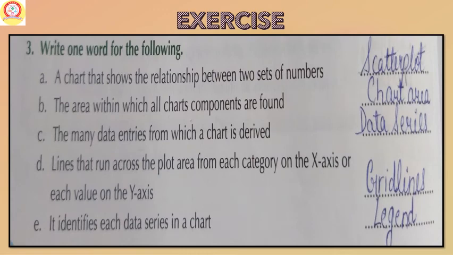Question number 3, write one word for the following. A1, a chart that shows the relationship between two sets of numbers, that is a scatter plot. B1, the area within which all chart's components are found, that is a chart area. C1, the many data entries from which a chart is derived, that is a data series. D1, lines that run across the plot area from each category on the x-axis or each value on the y-axis, that is grid lines. E1, it identifies each data series in a chart, that is a legend.